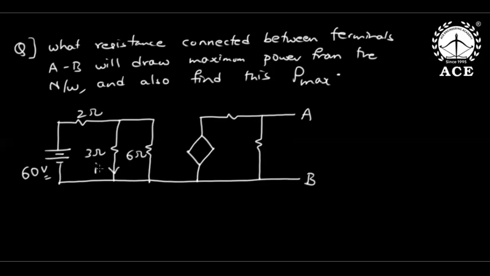This is I0, minus plus 8 I0. This is 10 ohm. What resistance connected between terminals AB will draw maximum power from the network, and also find this Pmax.